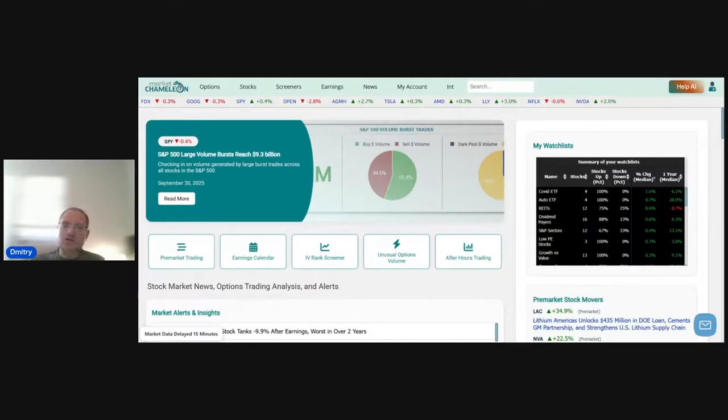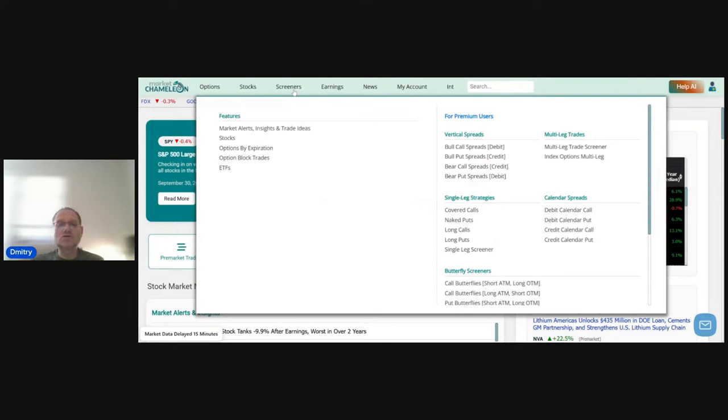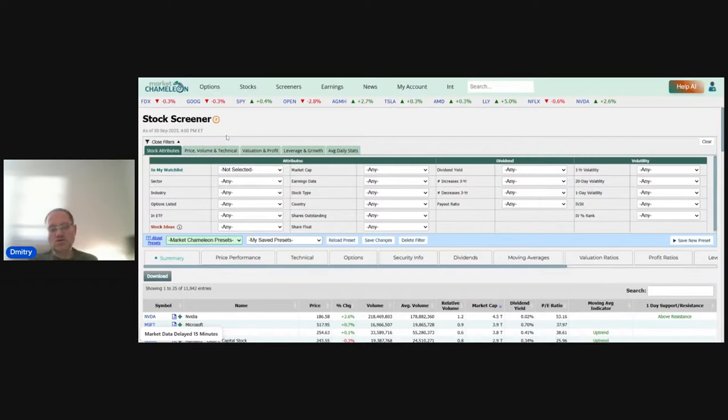What we'll do today is take a look at our stock screener. I'm going to navigate to it up here under stocks, under screeners. We're going to click on stocks. This will take us to the stock screener, and today we're going to screen using the VWAP as our benchmark, comparing the VWAP price to the current price drift away from that VWAP.